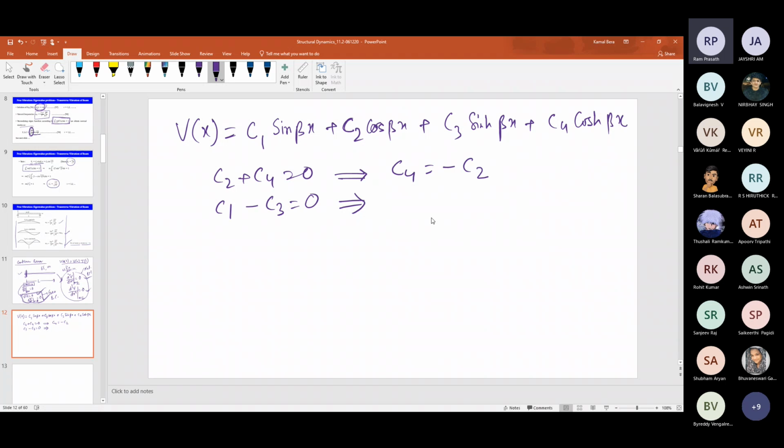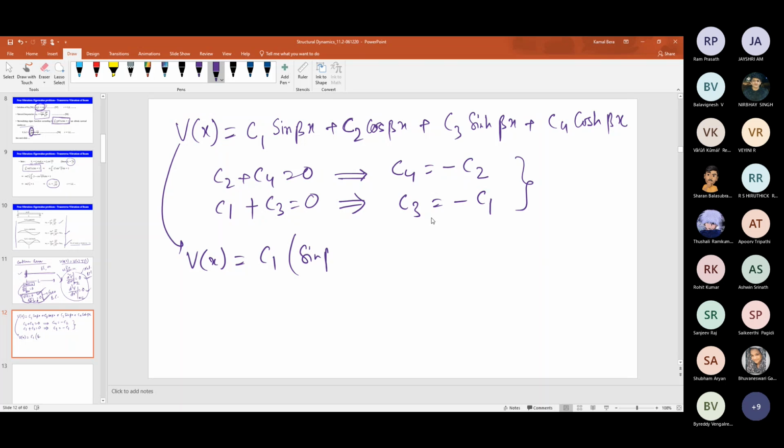So C1 plus C3, so C3 equals minus C1. This is the expression I got. So I can write V(x) equals C1 sin beta x minus sinh beta x plus, am I right? No, not C3, sorry, C4 is minus C2. So C2 I can take common: C2 cos beta x minus cosh beta x. Correct? Two boundary conditions applied, I got a little bit simplified thing.